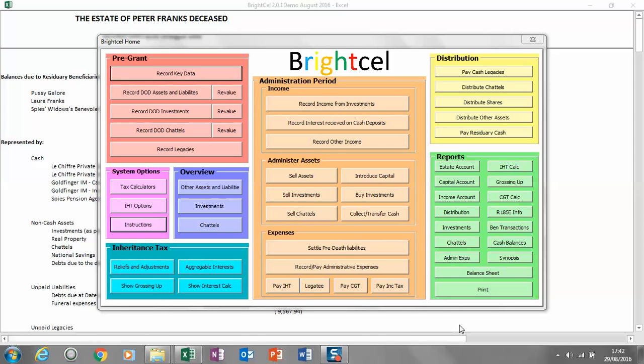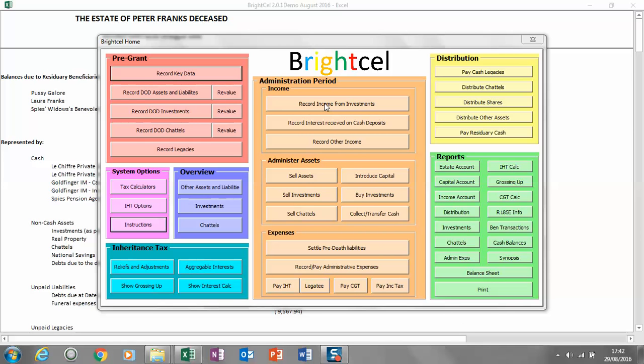Right, so now we can move. Let's assume we've got our grant and we're moving now to the administration period. Now, of course, you don't have to have a grant to receive income, but I've put the income receipt as part of the administration period because that seems a sensible place to have it. Let's look and see how we do that.